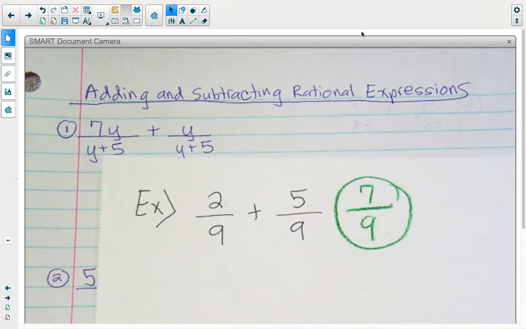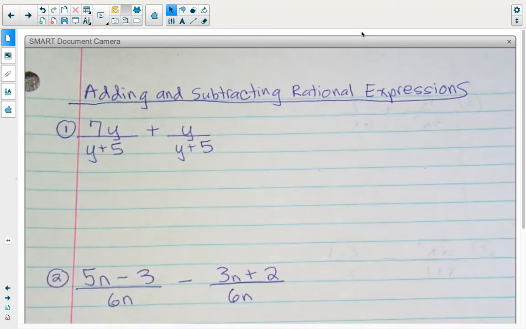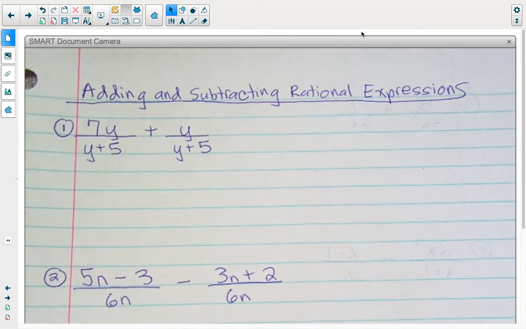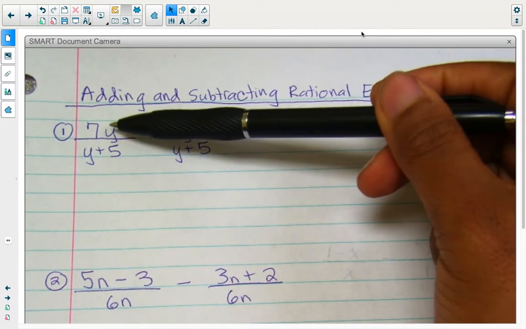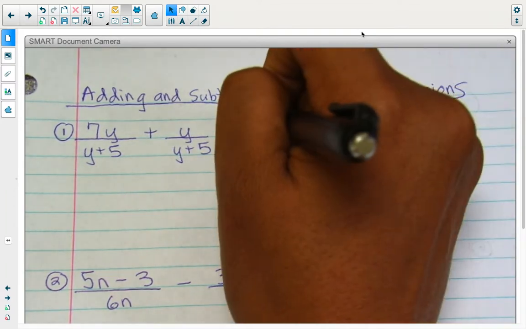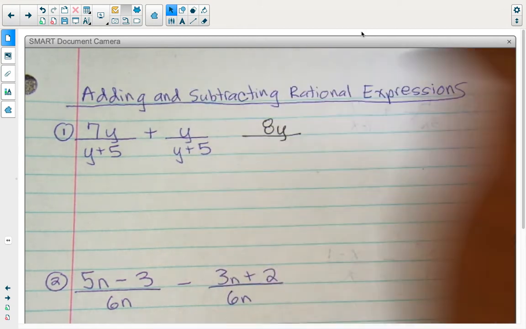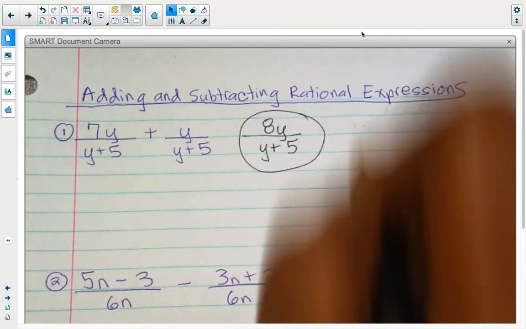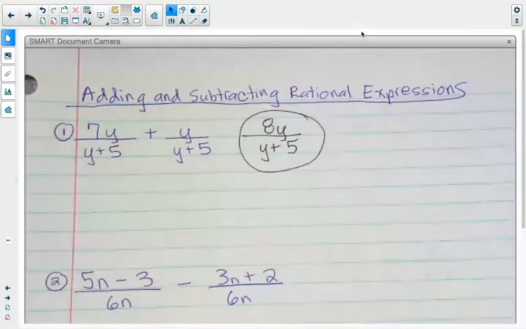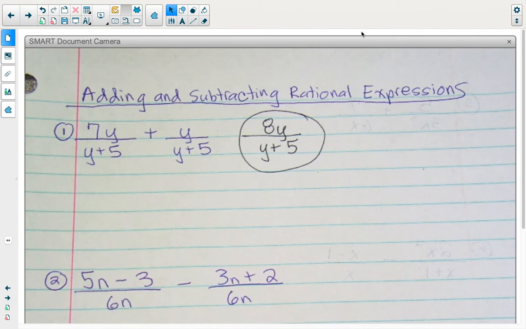So that's how you add or subtract numbers. Now, as always, we're going to upgrade it to Math 3 world. Now we're going to add or subtract these polynomials. Same concept. If the denominator is the same, you don't change it. You just add or subtract the top. So 7y plus y is 8y. The bottom stays the same. If I could break this down some more, I would, but we can't. So we leave it just like that. Your denominators are the same, you add or subtract your numerators. It's just that simple. Let's try another one.